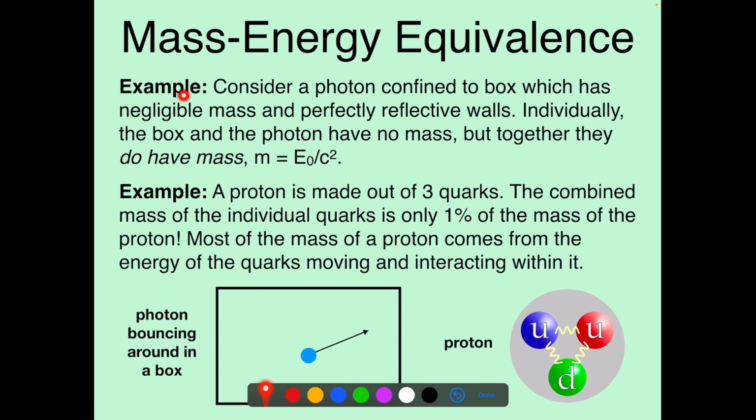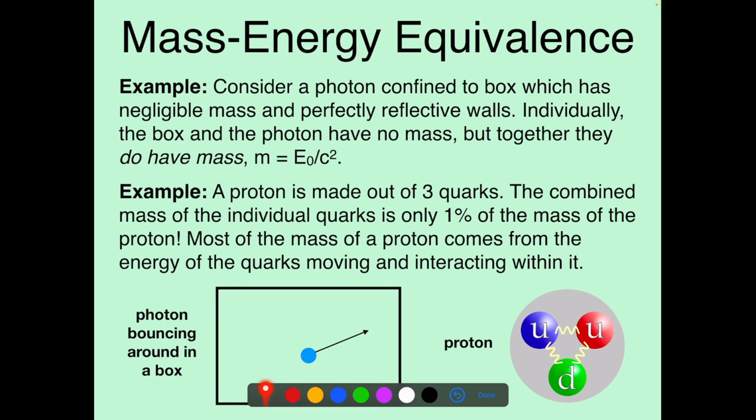In this first example, we're going to consider a photon which is confined to a box which has negligible mass and perfectly reflective walls. Remember, a photon is just a particle of light, and light has no mass. So this photon itself doesn't have any mass. And we're going to assume, just for this example, that the box itself also doesn't have any mass.